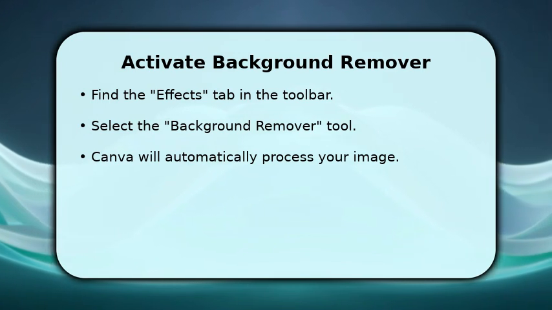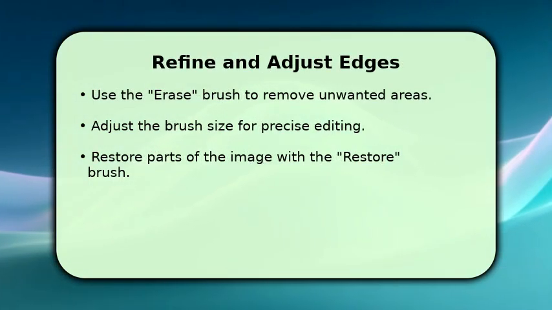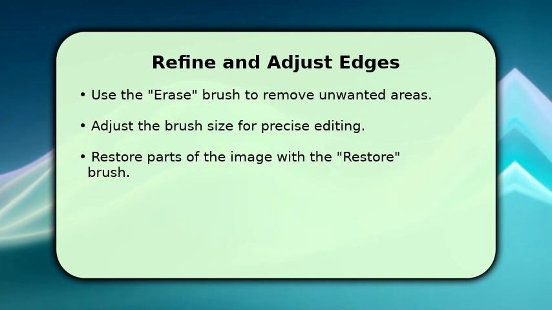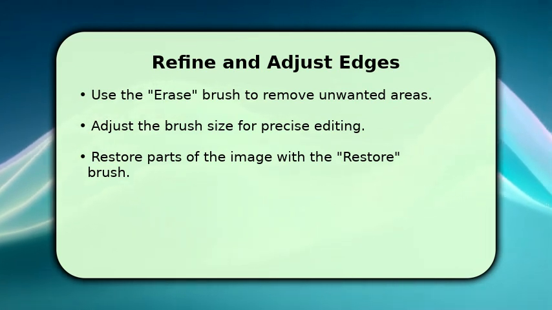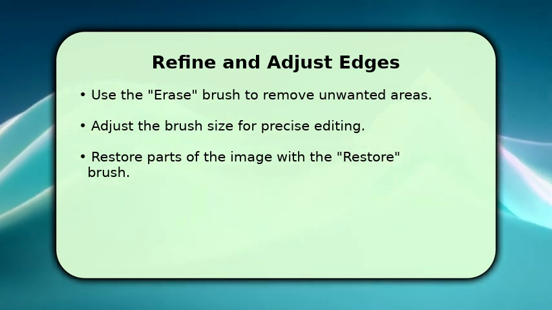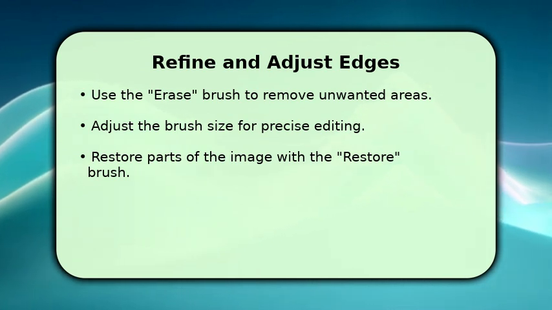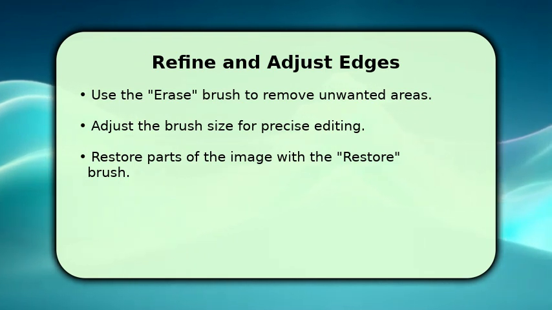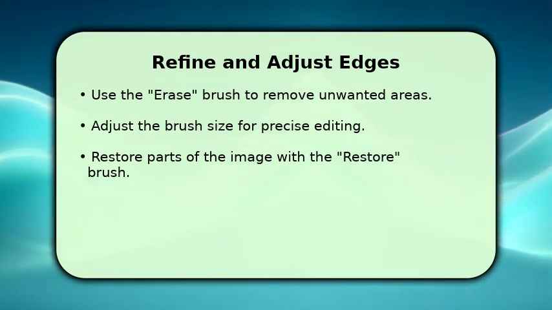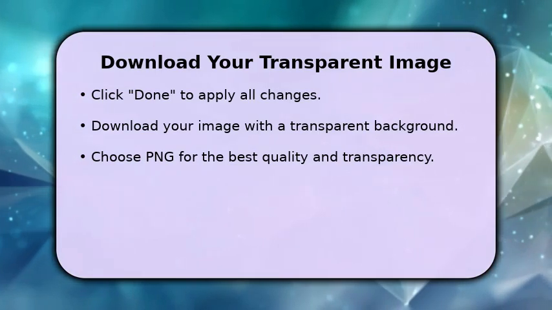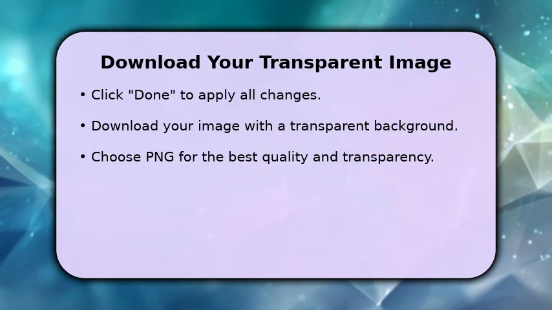After the automatic removal, you might want to fine-tune the edges. Canva provides two helpful brushes for this: Erase and Restore. Use the Erase brush to meticulously remove any remaining background elements or stray pixels. You can easily adjust the brush size for greater precision. Conversely, if you accidentally remove too much, the Restore brush allows you to bring back parts of your original image, ensuring a perfect cutout. Once you are completely satisfied with your background removal, click the Done button to finalize your edits.